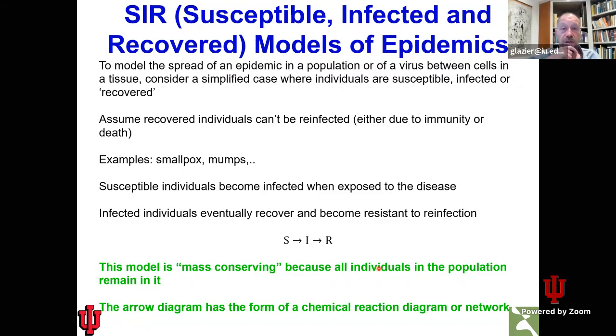And a virus that you can't get twice, like smallpox would be one, or mumps would be an example of that. So susceptible individuals become infected when they're exposed to the disease. Infected individuals eventually recover and maybe die, but in any case, they're taken out of circulation, and they're not able to be infected again. And so we have a teeny little network, which consists of 3 nodes, S, I, and R, and 2 arrows. S goes to I goes to R.